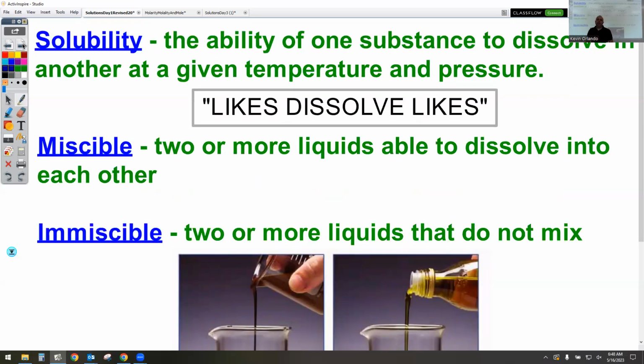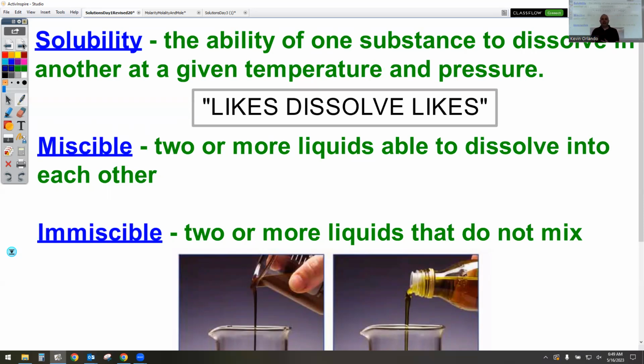Okay, one of the things that we need to consider when we talk about solutions is this term of solubility. So it says solubility is the ability of one substance to dissolve in another at a given temperature and pressure. We're going to see when we look at our solubility curves graph that temperature and pressure are the two biggest factors that affect how much of a solute dissolves in a particular solvent.